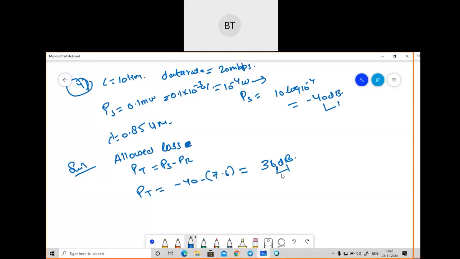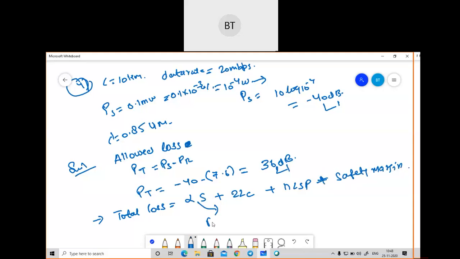So if you have calculated the power transmitted, now we can calculate the total loss. So how to calculate the total loss here? I'll write here, therefore total loss is equal to attenuation loss plus connector loss. Since two connectors are there, I have written here 2LC, plus splicer loss, so N LSP, and after that safety margin. Whatever safety margin is given to us, that we will write. For calculating the total loss, first of all I can write alpha s, that is attenuation loss.